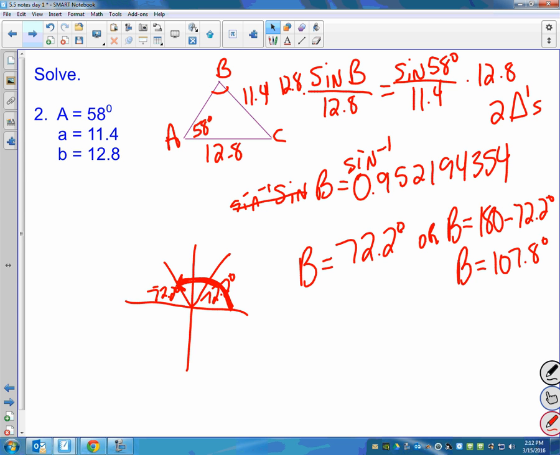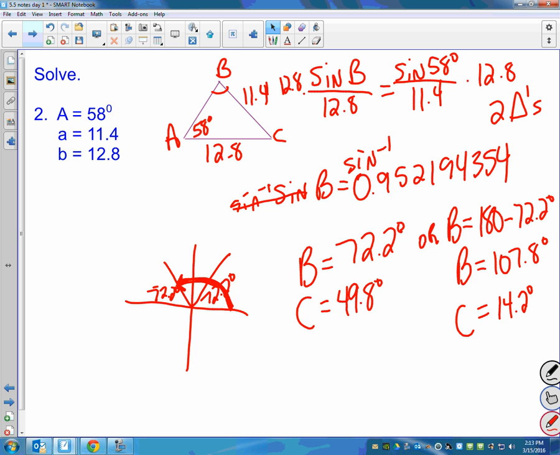So now, for both of these, we have to go back and say, could I find the angle C that goes with this triangle? And could I find the angle C that goes with this triangle? And I'm just going to subtract from 180. I'm going to take 180 minus 58 minus 72.2, and I'm going to get 49.8 degrees. So this triangle would be a little acute triangle. But on this one, angle C is going to be a lot smaller because I have to subtract 58 minus 107.8. And this one, angle C, is only 14.2 degrees.